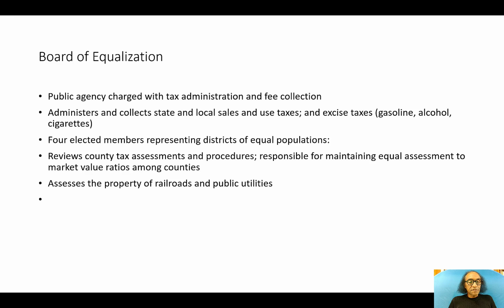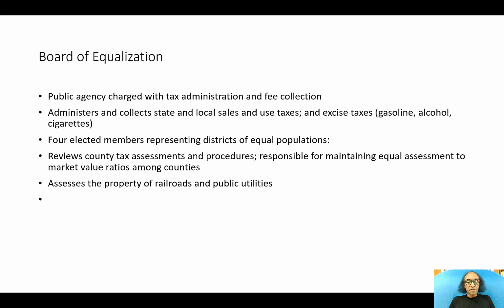The Board of Equalization is the public agency charged with tax administration and fee collection. And it administers and collects state and local taxes, including excise tax, gasoline, alcohol, and cigarettes, and so forth. Provides a tax base for the state.